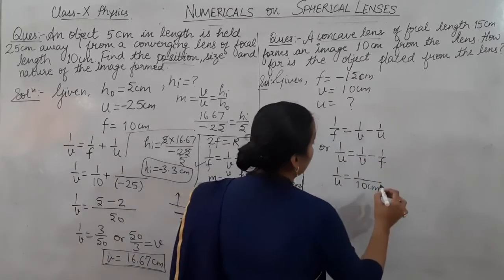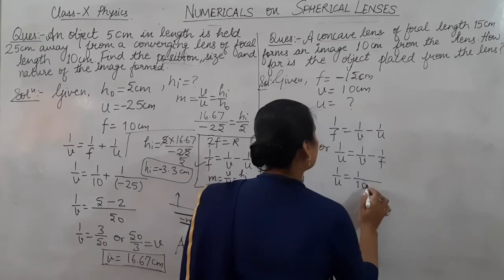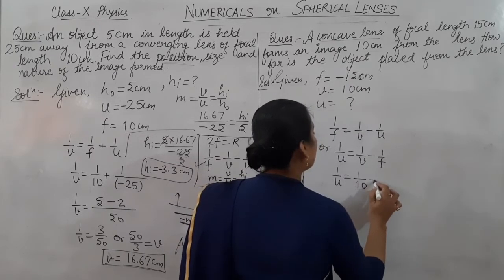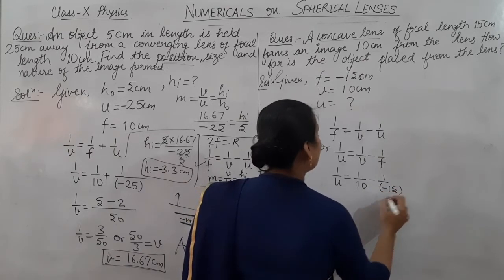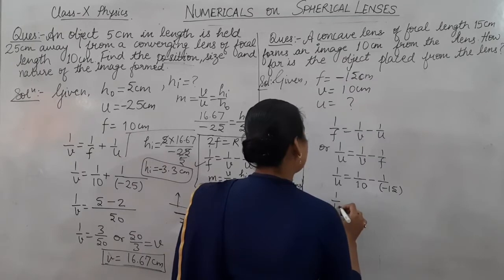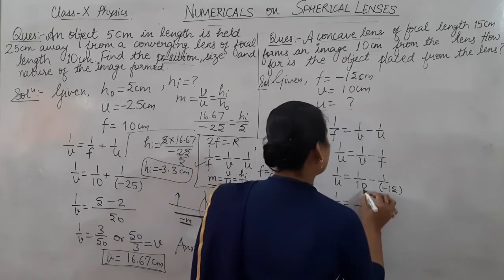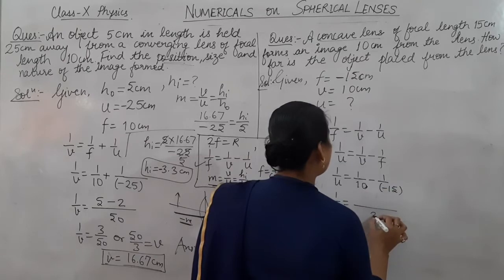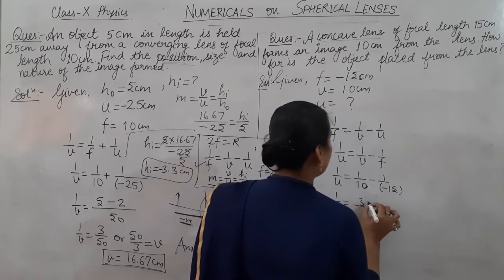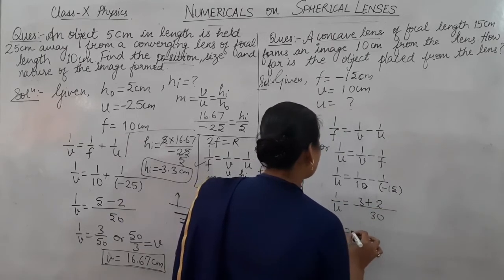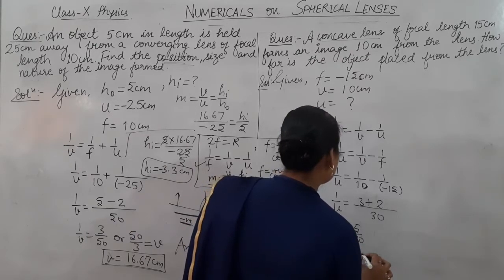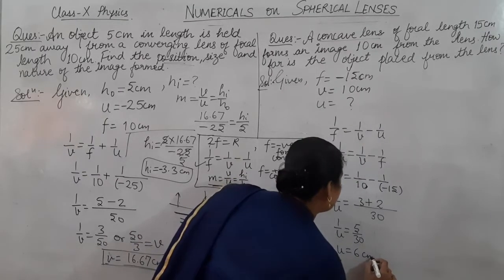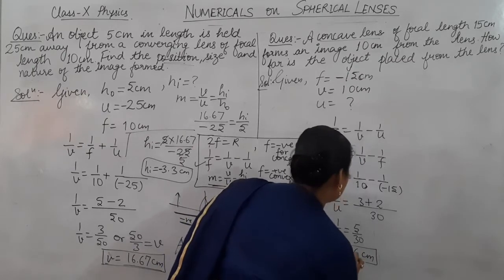And what will be the f? It is minus 1 upon minus of 15. Again, if you take the LCM, what will it be? It will be 30. 3 minus minus plus 2. 1 upon u is equal to 5 upon 30. u is equal to 6 centimeter.